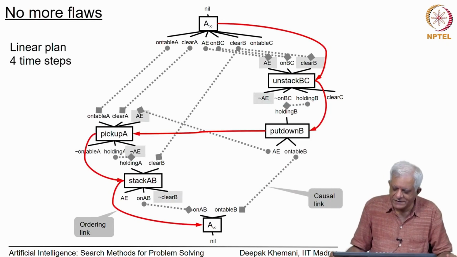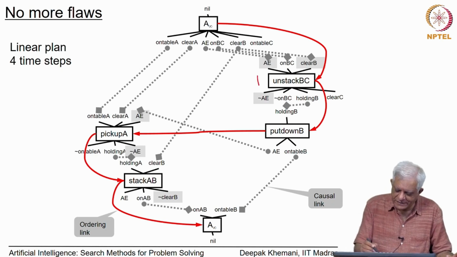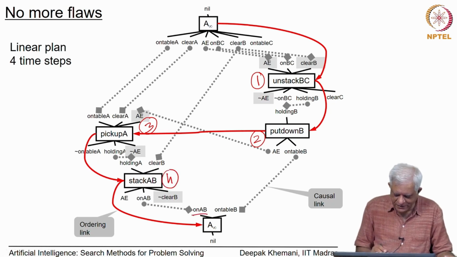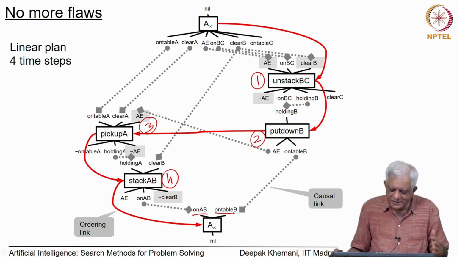There are other ordering constraints that we spoke about, but eventually what this produces is a plan which happens to have a linear structure, which says that the first action that you do is unstack B from C, the second action you do is put down B, the third action you do is pick up A, and the fourth action you do is stack A onto B. So, at the end of it you have A on B and you have B on the table essentially, and this is the plan.